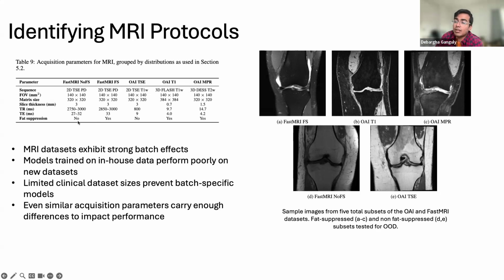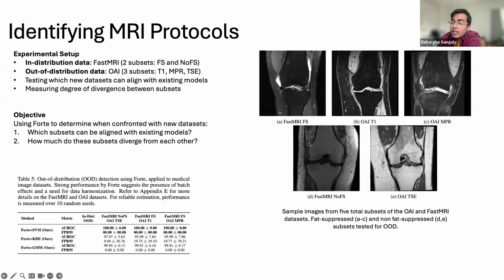And depending on whether there is fat suppression on or not, you will have very different data samples. But to me, like to a regular person, these look very similar. So how can you detect the difference between them? As it turns out, if you consider some of these as in distribution and use it to detect against other out of distribution samples from other data sets, we see close to perfect performance.